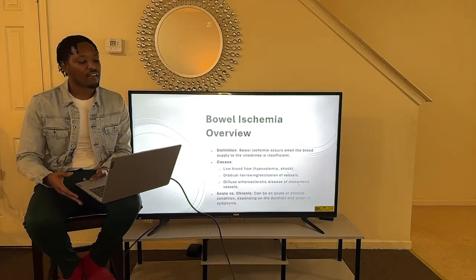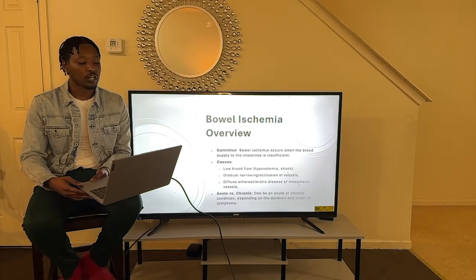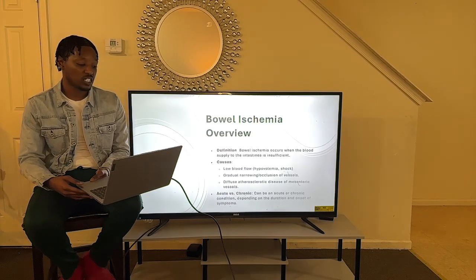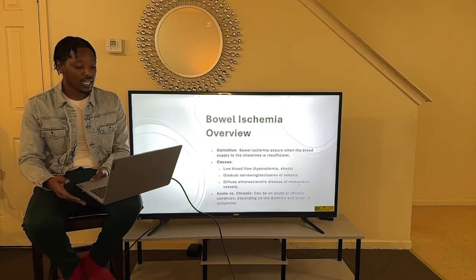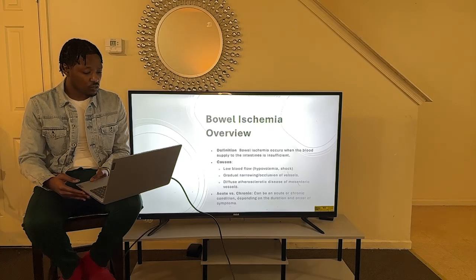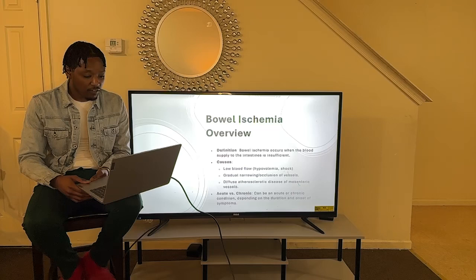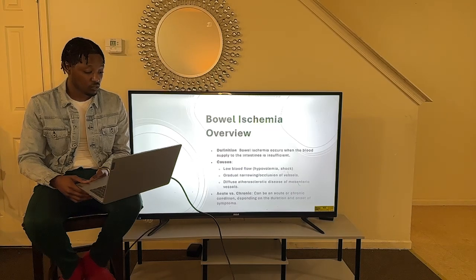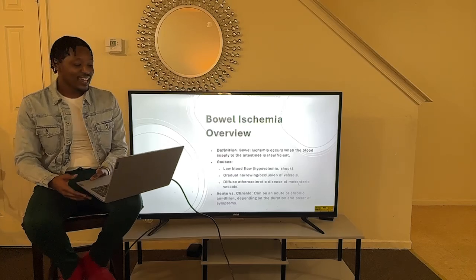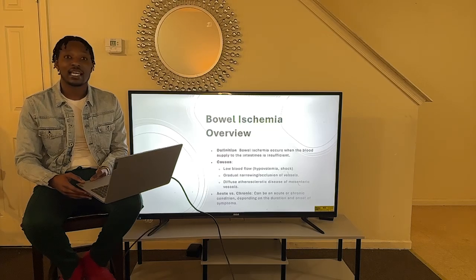Moving along, next we have bowel ischemia. Bowel ischemia occurs when the blood supply in the intestines is insufficient. The causes of bowel ischemia include low blood flow, which is hypovolemia, which can lead to shock, a gradual narrowing or occlusion of the vessels, and diffuse atherosclerotic disease of the mesenteric vessels. Very difficult words. Acute versus chronic: this can be an acute or chronic condition depending on the duration of the onset of symptoms.